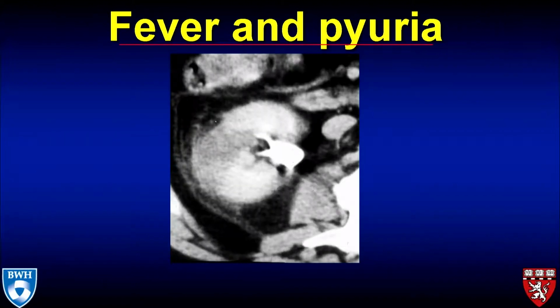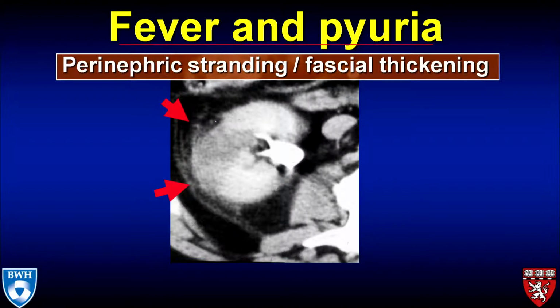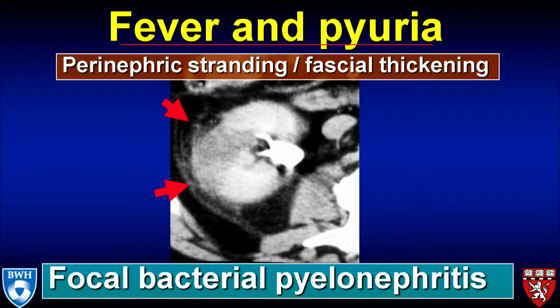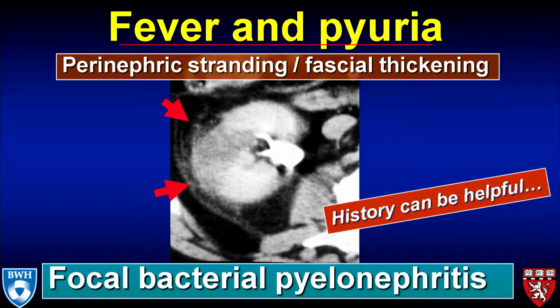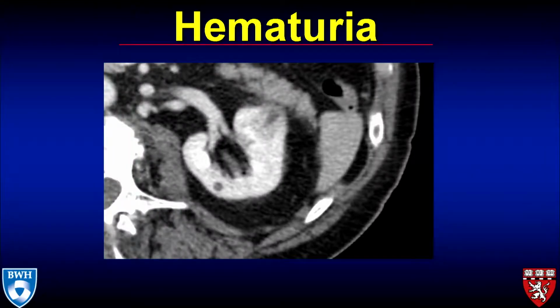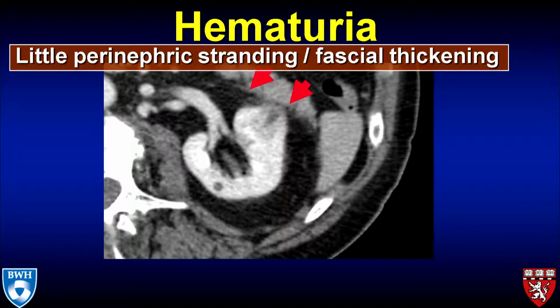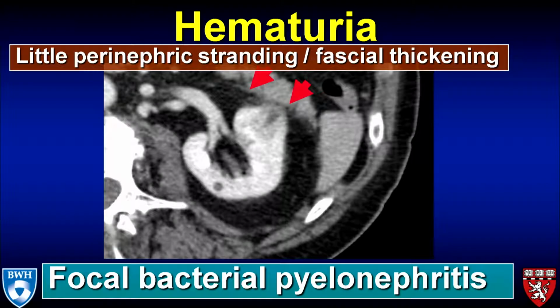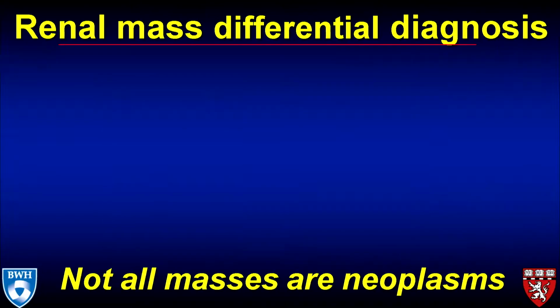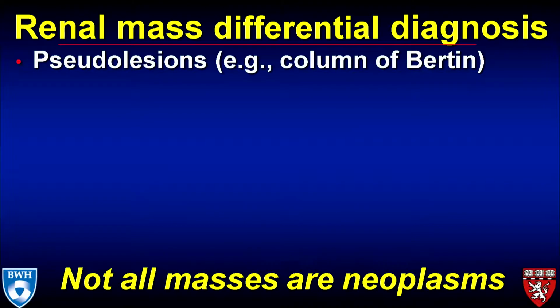So you have this case, fairly straightforward, fever, pyuria, wedge-shaped abnormality with a lot of perinephric stranding. The more perinephric stranding you see, the more likely you're dealing with an inflammatory non-neoplastic etiology. This is a case of focal bacterial pyelonephritis, and here the history could be helpful. But the history may not be helpful. It's not uncommon for a patient to present for hematuria or other reasons, and there's a mass, and you have to look very carefully at the perinephric space for subtle perinephric stranding so you can raise the possibility of focal bacterial pyelonephritis.